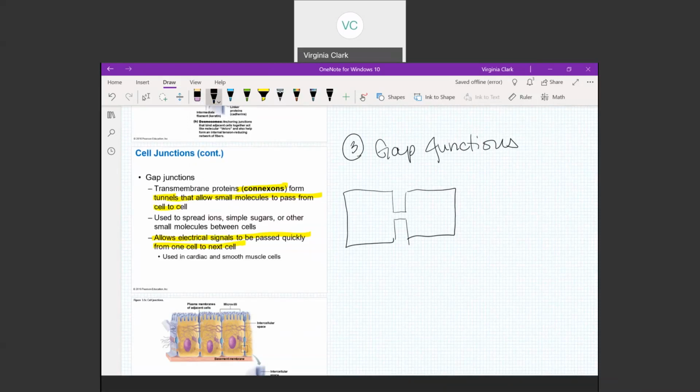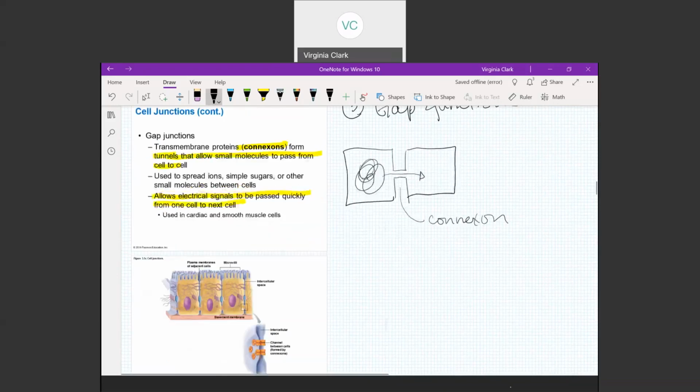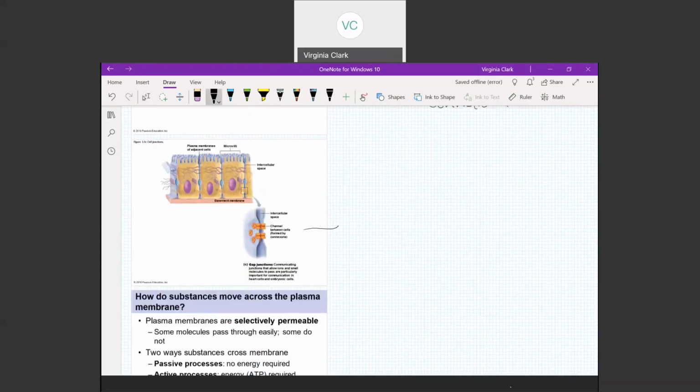And this bridge allows for anything in here to be able to cross over and go through here. So it creates this little tunnel, which is your connection. And it allows things to travel really, really quickly because nothing has to pass over a wall. It is just connected liquid to liquid. So down here, you can see how we've got these channels, these little proteins that will connect this liquid from one cell to the other.